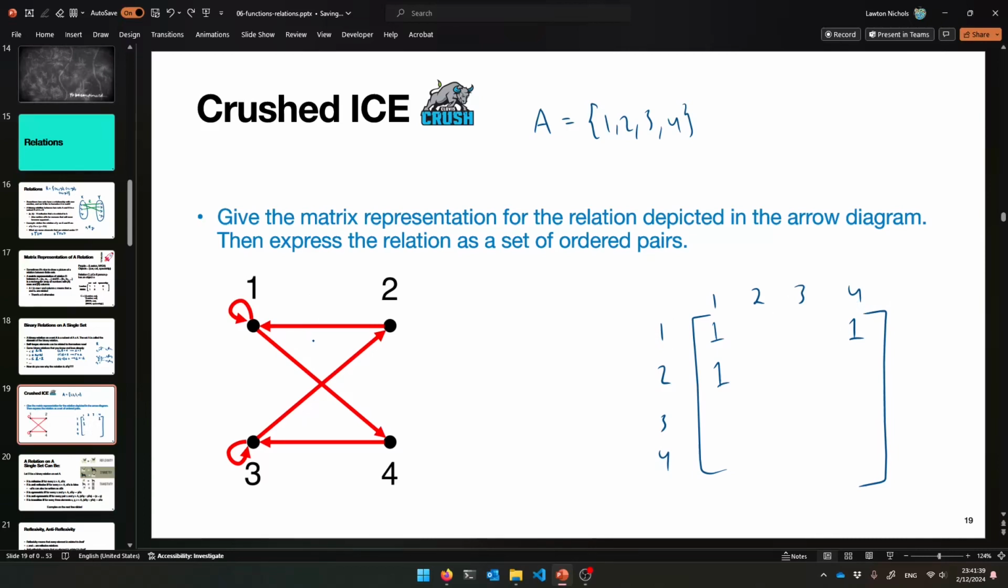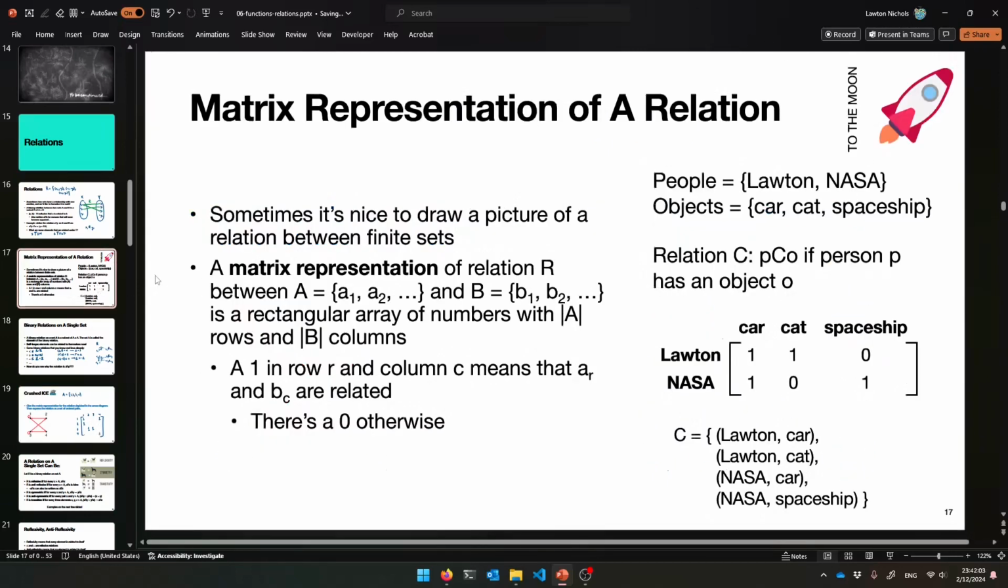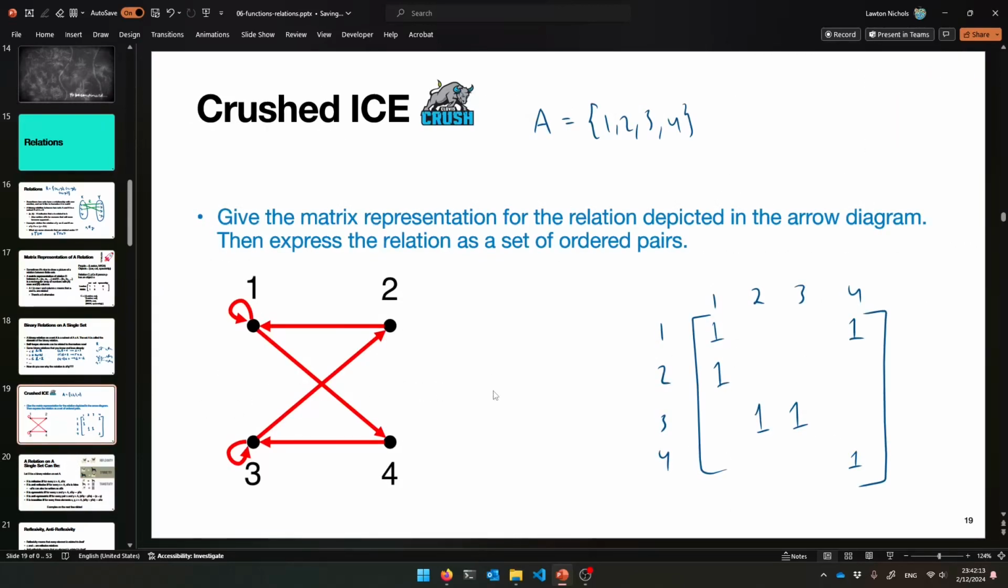Let's see what else. Then 3 is related to 2 in that order, so you go to row 3, column 2, and you put a 1. And then 3 is related to 3, so row 3, column 3. And then 4 is related to 3, so go to row 4, column 3, put a 1. And everywhere else, you put a 0. So it kind of matches this idea.